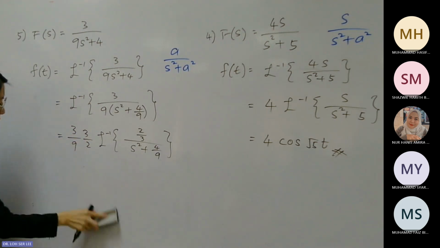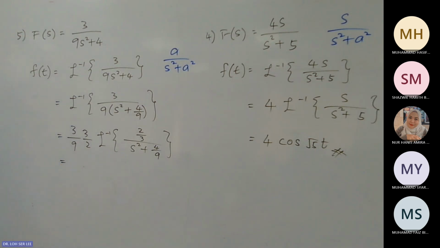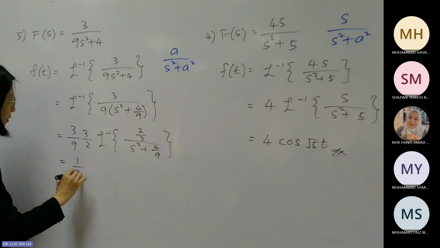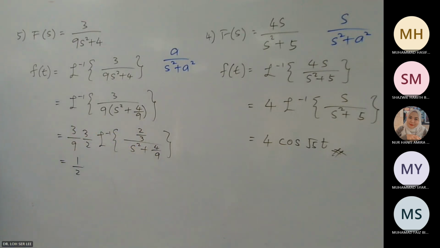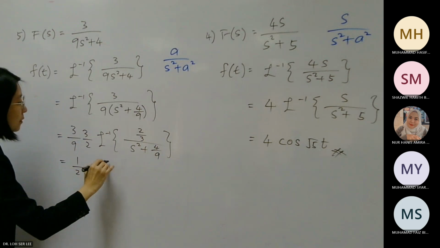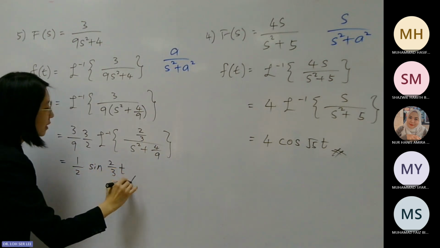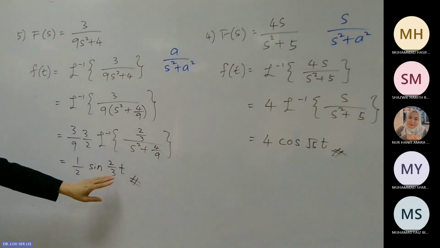Now simplify. 3 and 9, cancel out the 9, so we have 1 over 2. And what is this? Sine 2 over 3 t. Do not forget about the t.